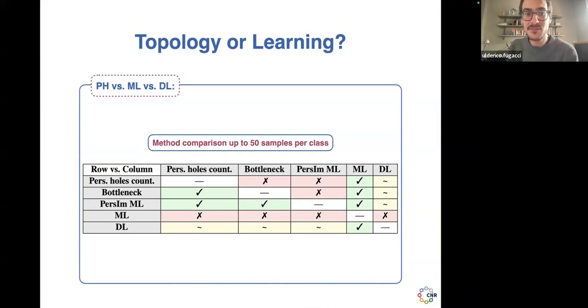But if you consider the line above, so persistent images with machine learning, you see that we have a comparable result with respect to deep learning. Yes, machine learning by itself is less powerful than deep learning. But even if we have seen that in certain situations this is not perfectly true, machine learning with persistent images is comparable with deep learning models.